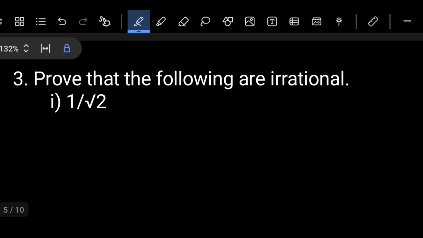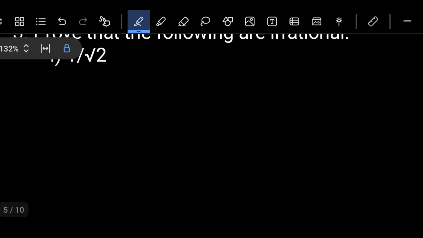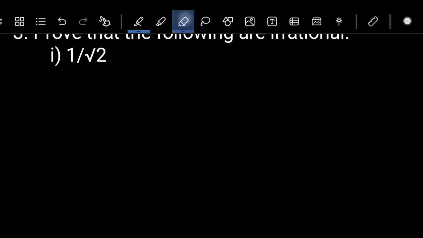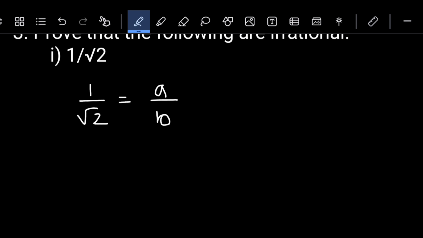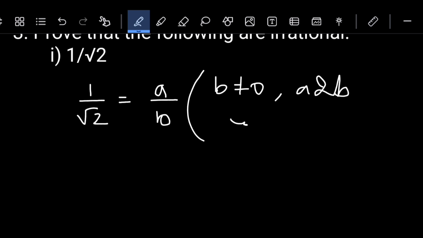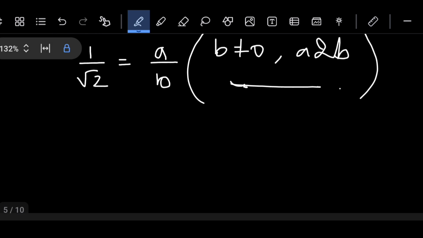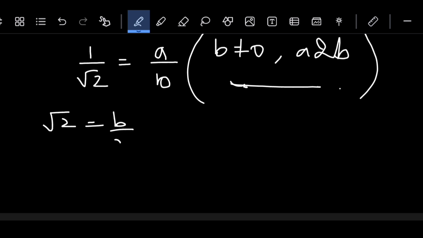Now third question. Prove that the following are irrational numbers. Okay, the first subdivision, 1 by root 2. So here also I'll just write as we wrote in the question, similarly to what we did above. You have to write, let us assume that this number is a rational number, and you'll write 1 by root 2 is equal to a by b, where b is not equal to 0 and a, b are co-prime numbers. Then I'll bring this root 2 to the numerator, so it will be root 2 is equal to b by a.